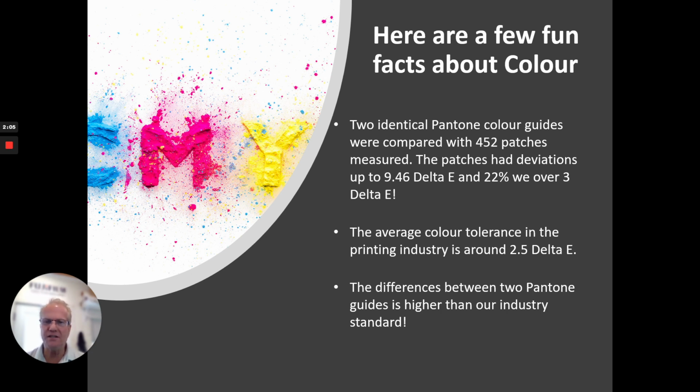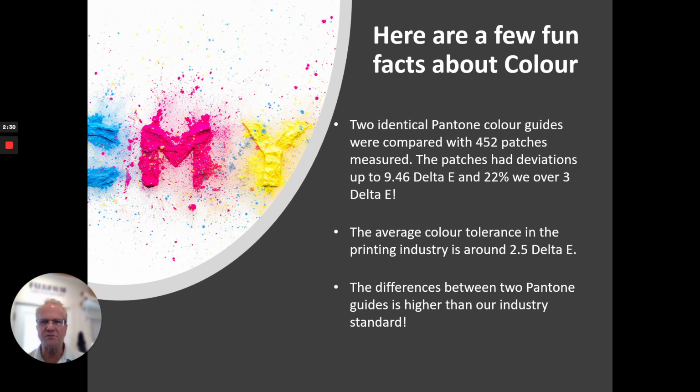In our industry, we would say that anything above a 2.5 delta E would be considered not a great color match. Most customers would not accept a color match above a 2.5 delta E. And the difference between two Pantone guides was higher than our industry standard. So keep that in mind when you're using the physical books for a reference for color.